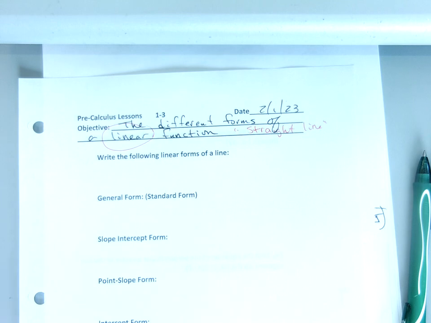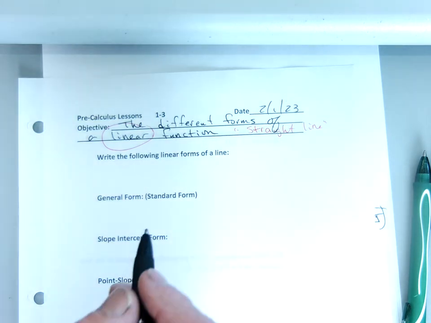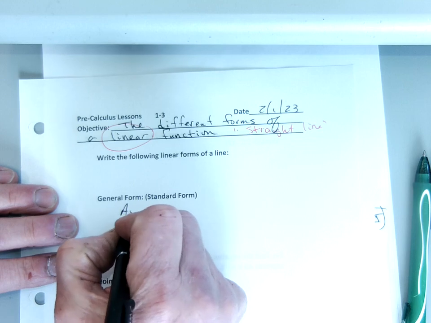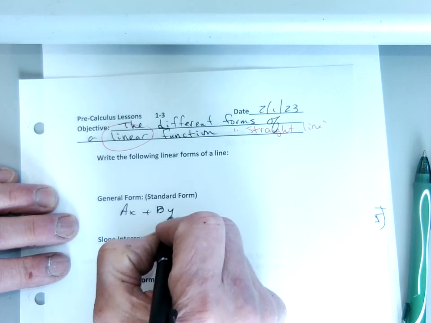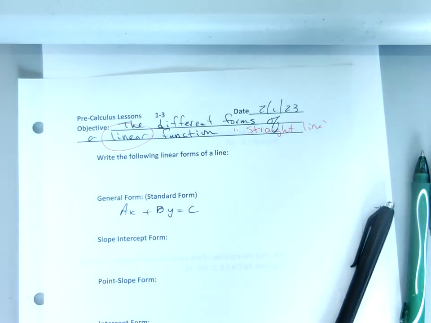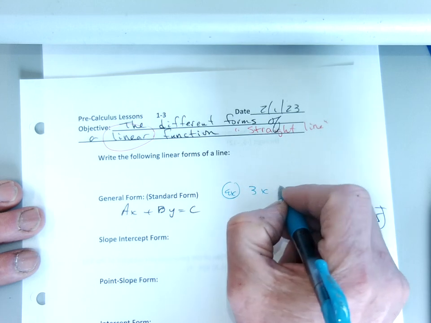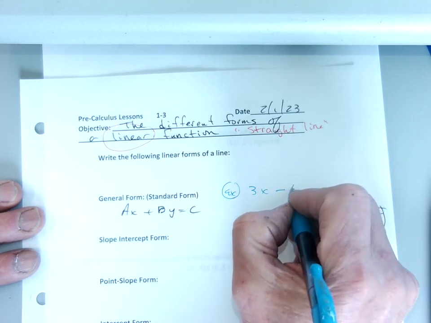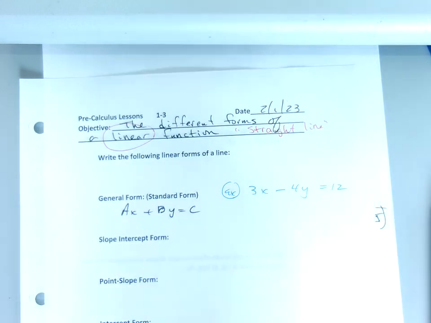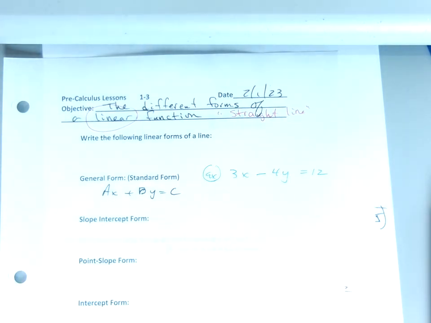So basically, we're going to look at four different types. General form is ax plus by equals c, and of course it's always nice to have an example. An example would be 3x minus 4y equals 12. The advantage to general form is graphing by intercepts. Remember the cover-up method? You can graph pretty easily if it's in general form. Plus, a lot of story problems are done in general form.